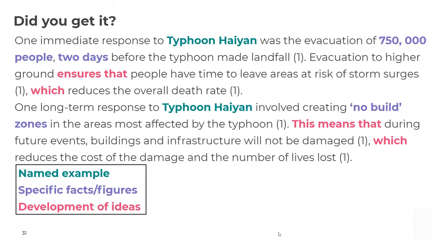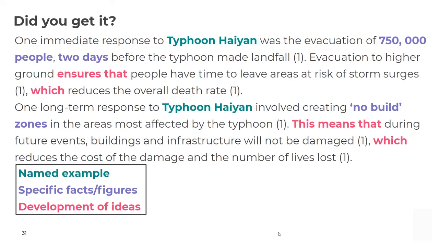So we're now ready to mark our work. So just as before, I have colour-coded certain points within my answer to show how I've done these 3 things. So the named example, Typhoon Haiyan, is in green. Any specific facts or figures are in purple, and where I have developed my ideas more than once, you'll see those in pink, and that shows how I've gained my marks. So let's have a look at the answer.